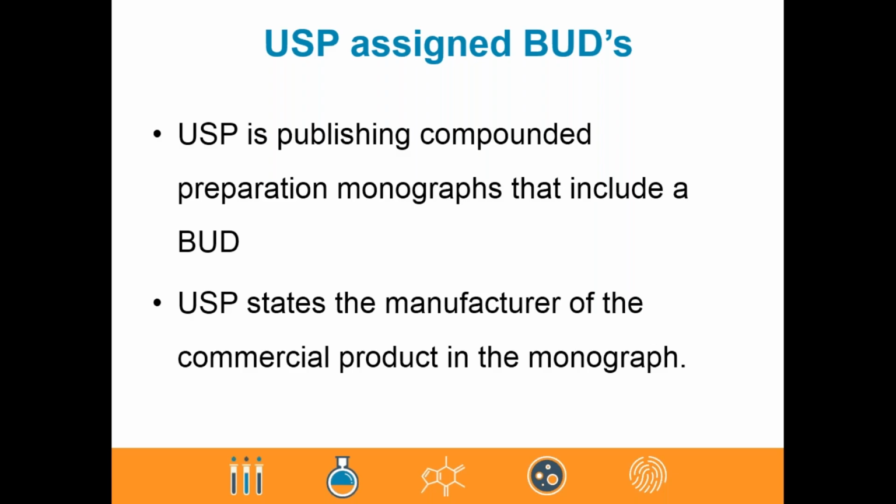If you find one of these monographs and you're making your preparation exactly as they say, storing it exactly as they say, then USP has done some of that work for you. And I think that would be a pretty easy conversation to have with your state board if you were following those directly and using their BUDs. So look for those. Again, the key to finding them is the word compounded in the title of the monograph.